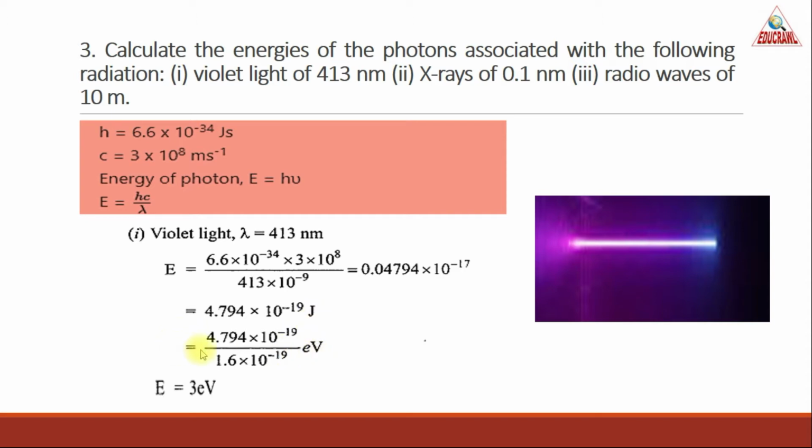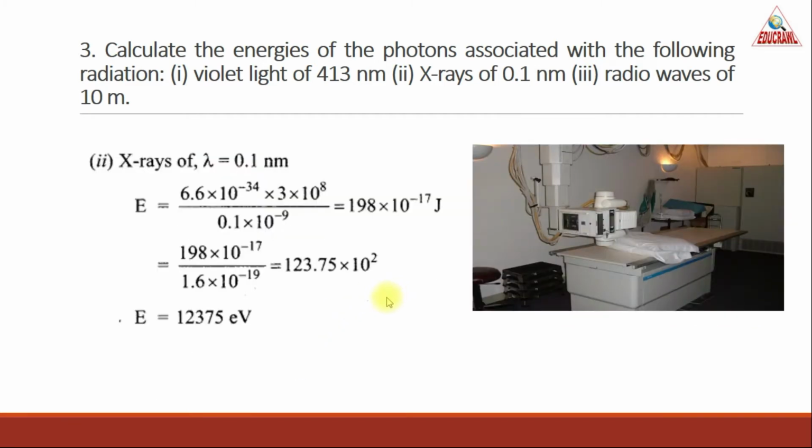Hence E is equal to 4.794 into 10 power minus 19 divided by 1.6 into 10 power minus 19 electron volt. So the answer is E is equal to 3 electron volt. This is the energy associated with violet light. Next we will find the energy associated with X-rays of wavelength 0.1 nanometer.